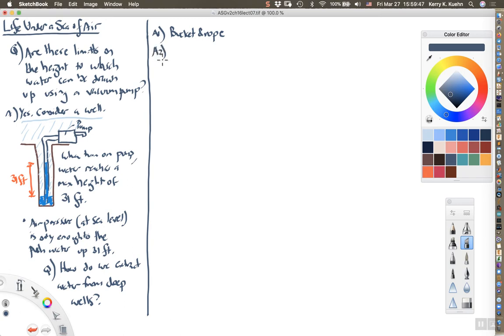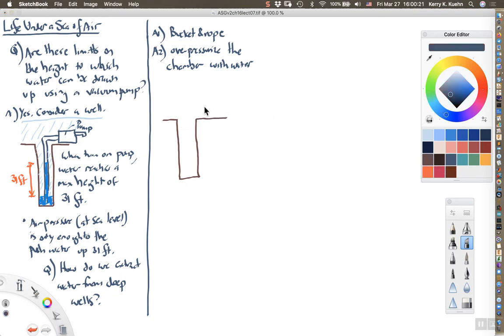A second answer is to overpressurize, and this is the more common way to do this: overpressurize the chamber with the water in it. I'll explain what I mean by this in a moment. Okay, so what does that look like? Let me redraw this scenario. So we've got, once again, this deep well like this.